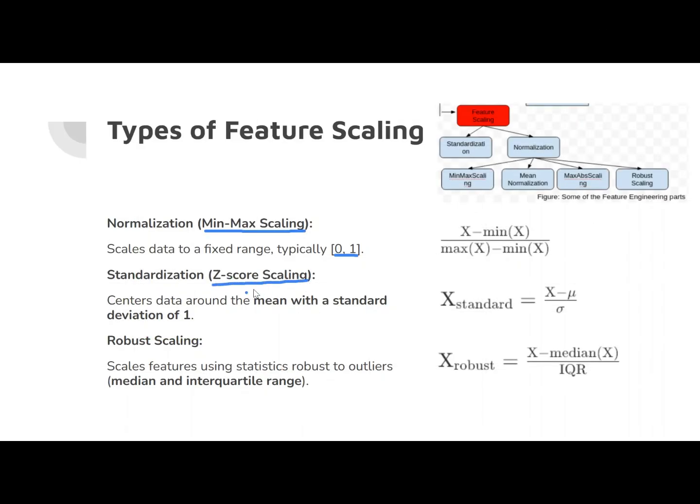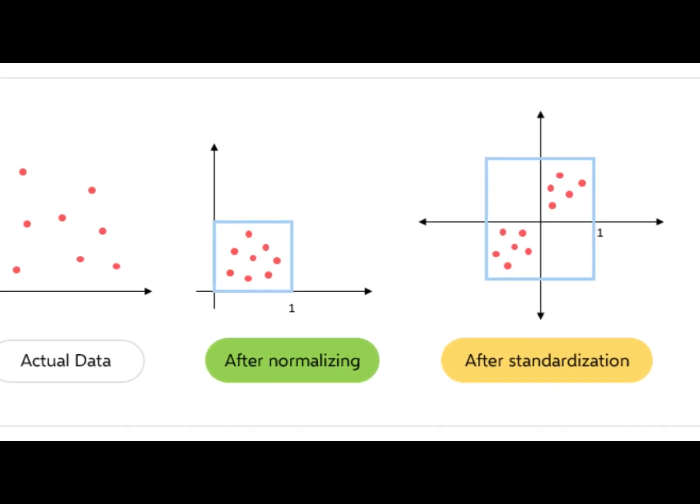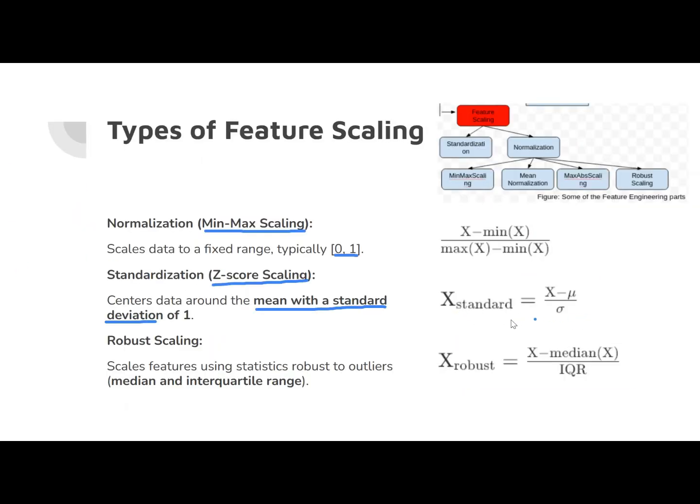Standardization, or z-score scaling. This centers the data around the mean with a standard deviation of 1. Instead of compressing the values into a specific range, it accounts for the distribution of the data. This method is helpful when your data follows a Gaussian distribution.